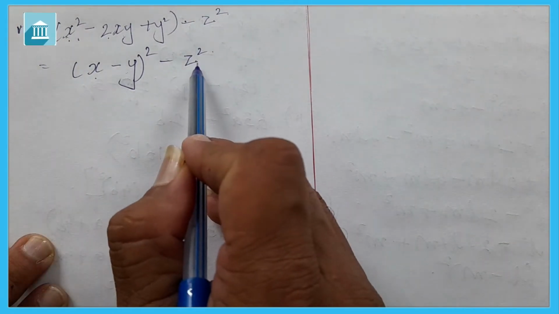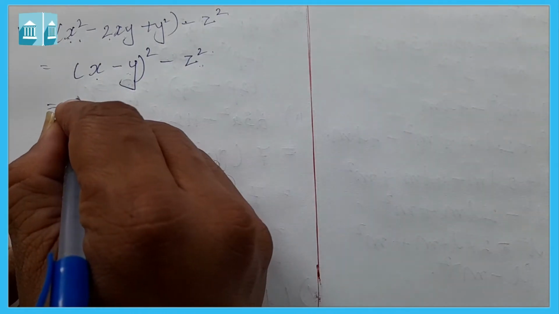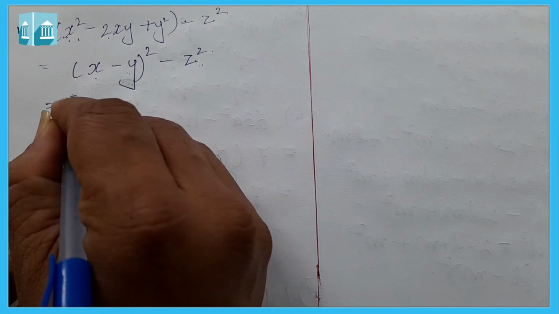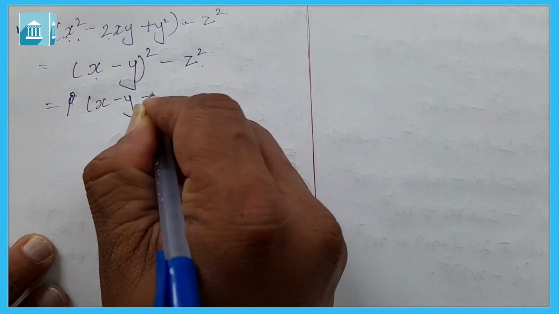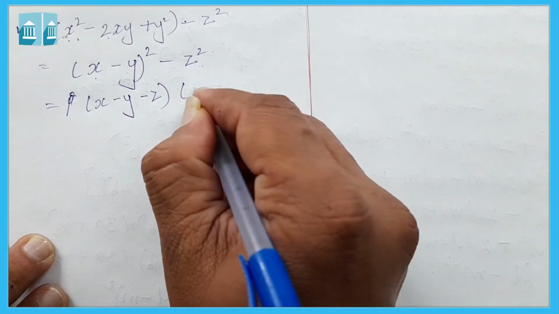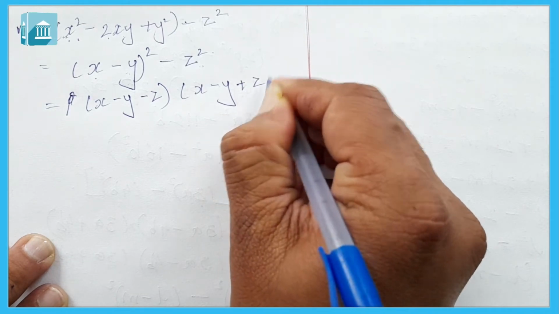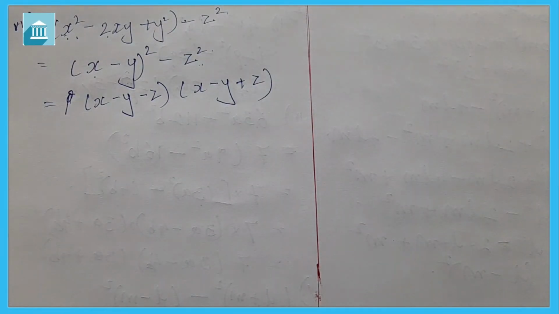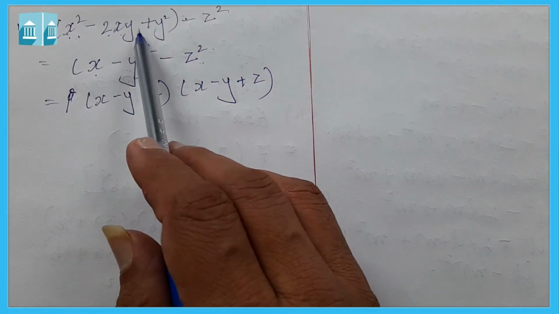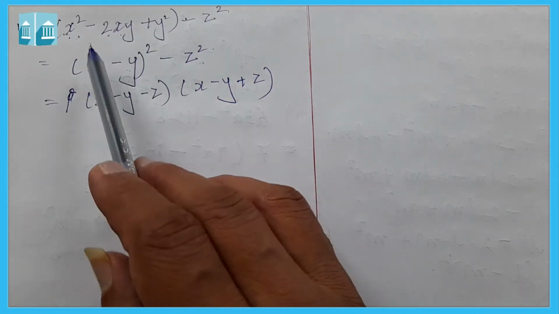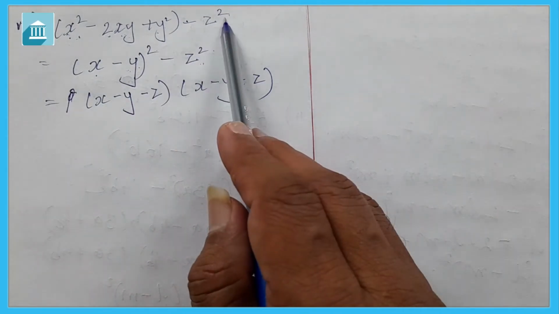Now a square minus b square can be written as (x minus y minus z) into (x minus y plus z). So this will be the answer. First we had converted it into x square minus 2xy plus y square. This we had converted into (x minus y) whole square. Now minus z square is there.